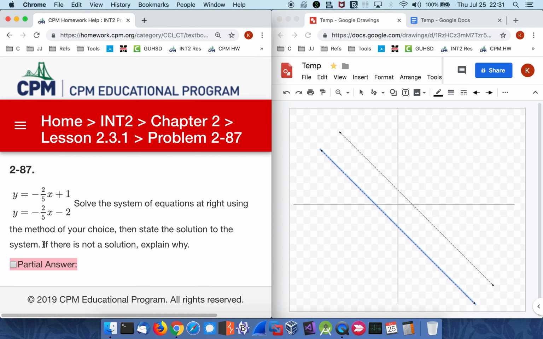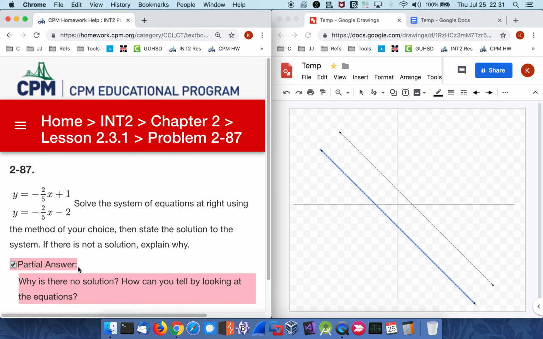So that's saying if there is not a solution, explain why. The way we would know this is by looking at the equations and saying, well, the slopes are the same, but the intercepts are different. Well, that's weird. So that's probably what they want you to recognize.